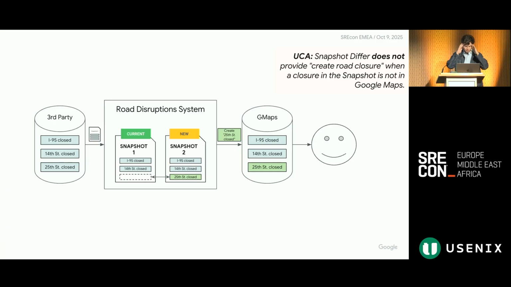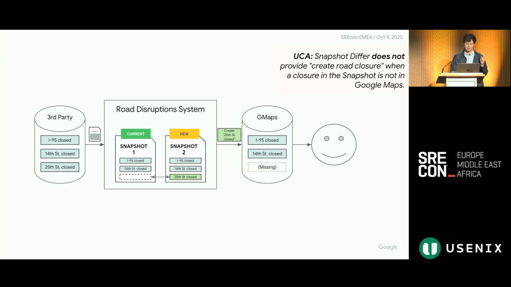Okay, so we're trying to figure out whether or not its mental model can be wrong, the mental model of the prior snapshot always representing the state of Google Maps. So the snapshot differ, what does it do? Okay, it generates road closures by comparing the two previous snapshots, and in this case, it sends a create for a 25th Street closed. But what if our command to create that road closure doesn't work for some reason?